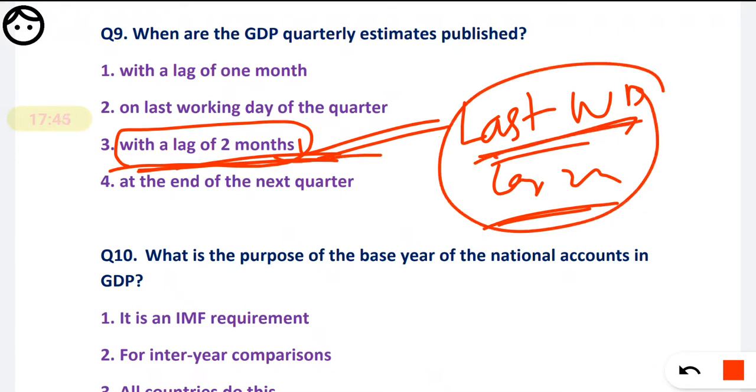Okay, remember this point also, last working day of the second month.